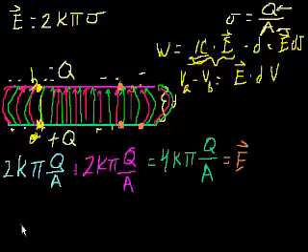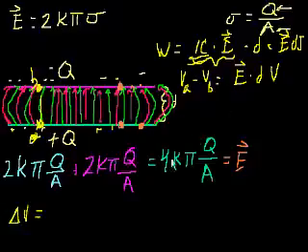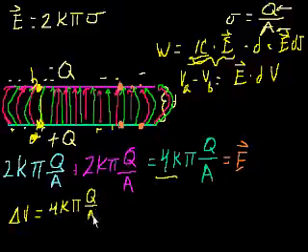That's just the units. So what does that equal? The voltage difference, or change in voltage, is equal to the electric field, which we know is constant, 4k pi q over a, times distance.